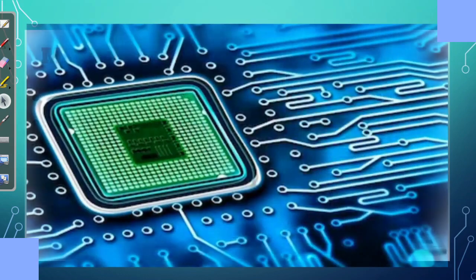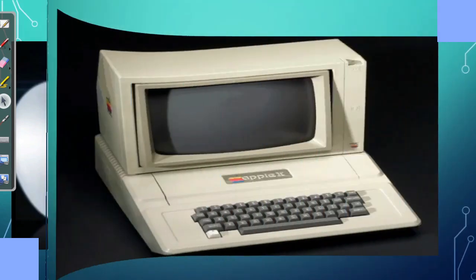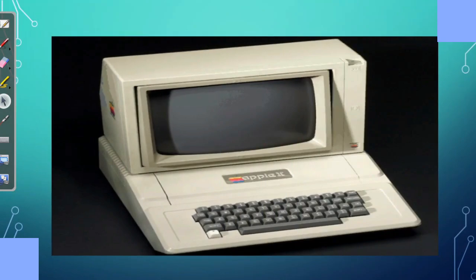We all know this Apple brand, no? So this is the microprocessor. The IBM and Apple kits were developed in the fourth generation. This is the first Apple model of computer, invented by Apple.